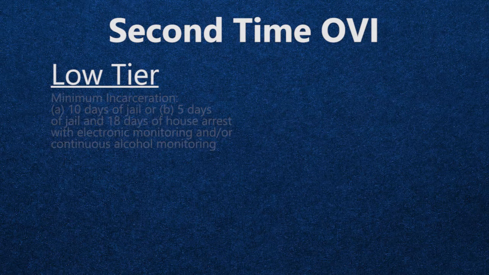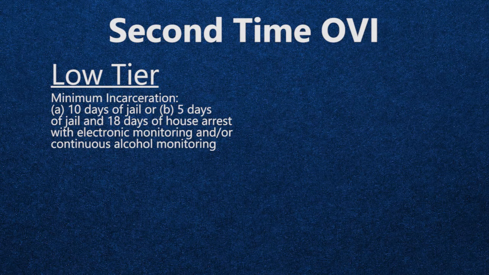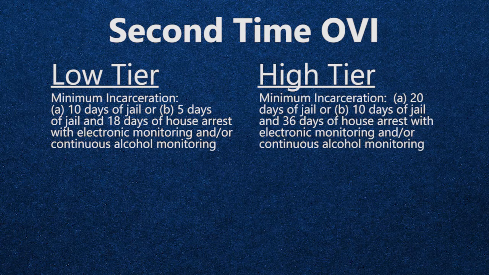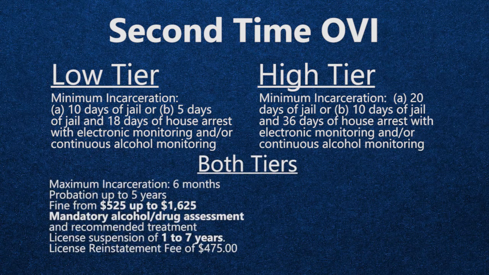For a second OVI in 10 years, the incarceration penalties increase to either 10 days of jail or 5 days of jail plus 18 days of house arrest for a low-tier OVI. For a high-tier OVI, the minimum penalty will include 20 days of jail or 10 days of jail with 36 days of house arrest.